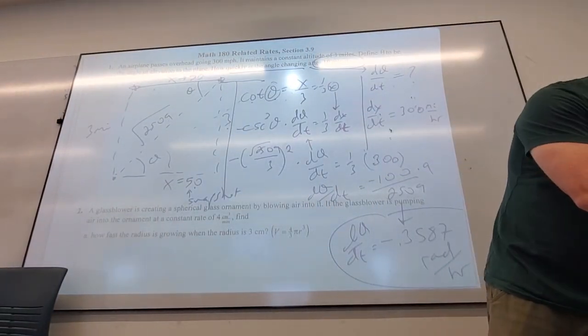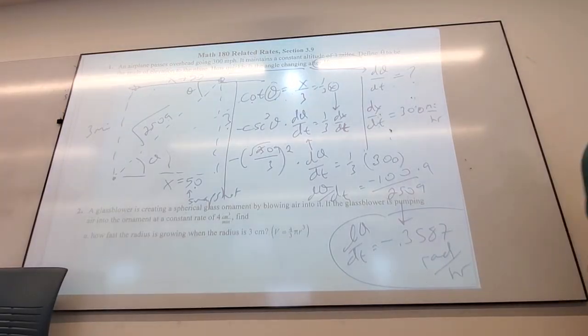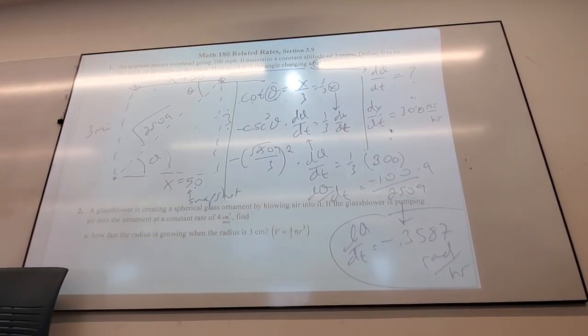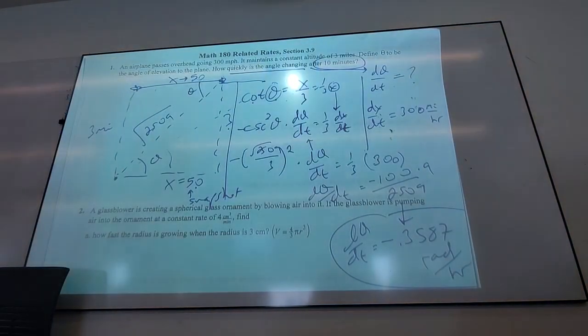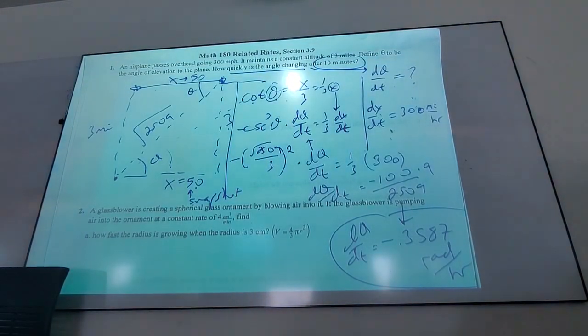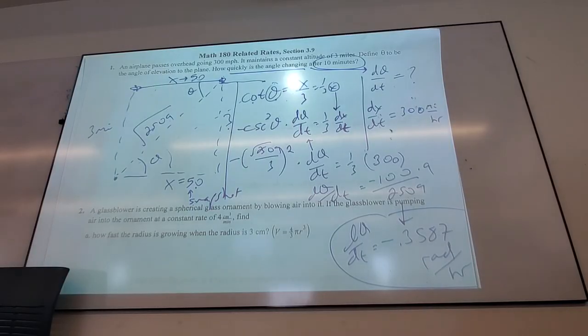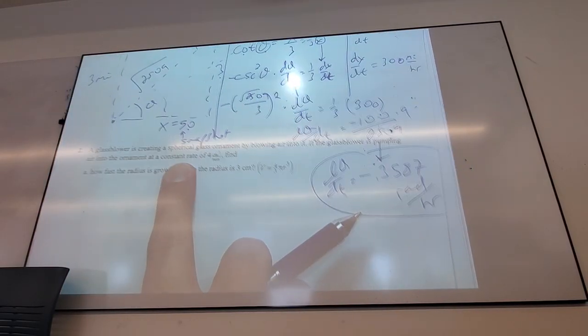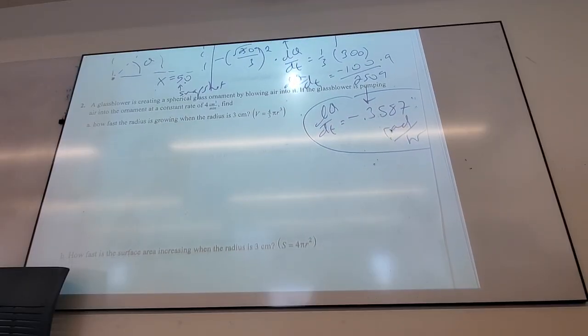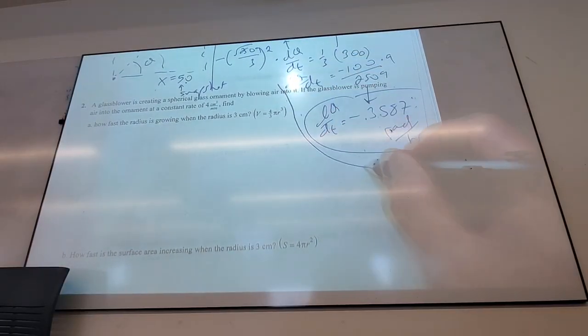So let's look at the second one here. Let me do this. All right, so we're going to read through number 2. This is number 1, sort of bleeding over.